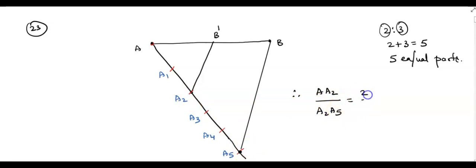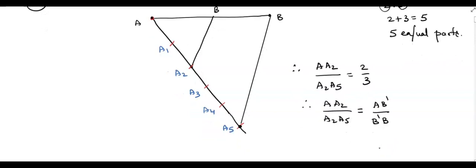is equal to 2 by 3. Correct? This is 2 parts and this is 3 parts. Then we also know that A2 by A2 A5 is equal to A B dash by B dash B. This we are using the condition as we know in BPT: if a line is drawn parallel to any side of a triangle, then it divides the other two sides proportionally.